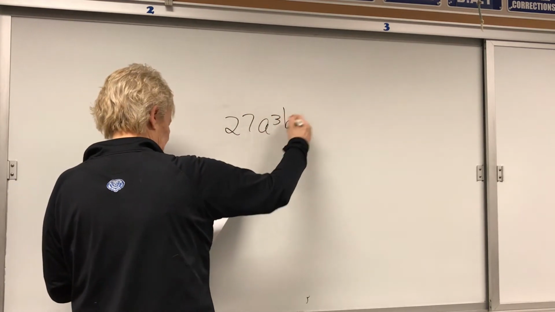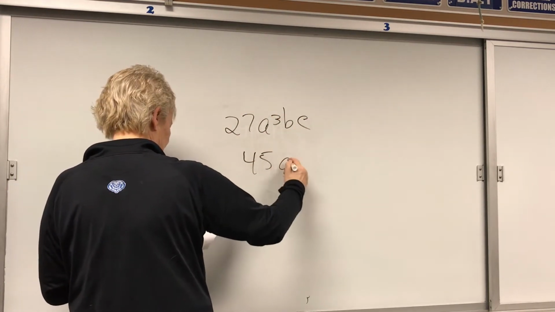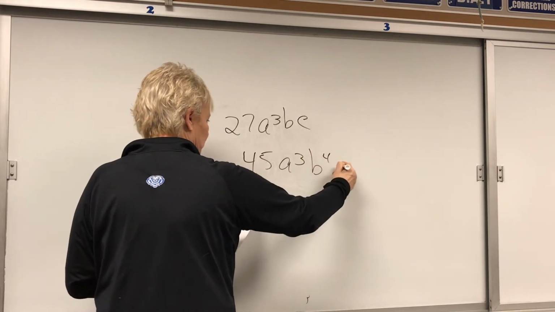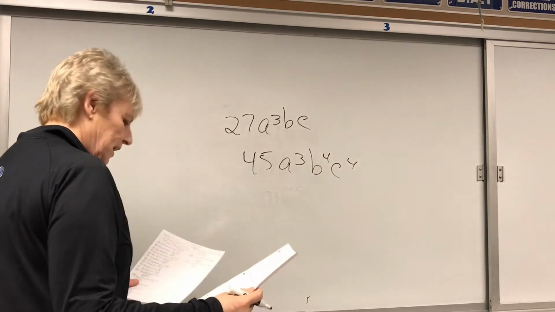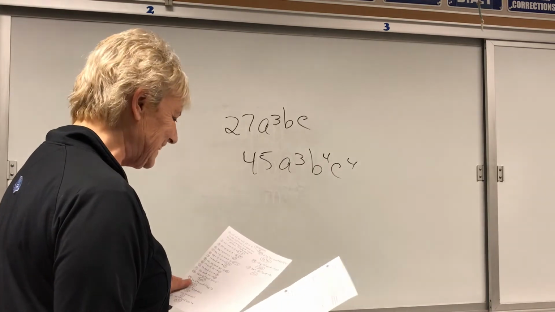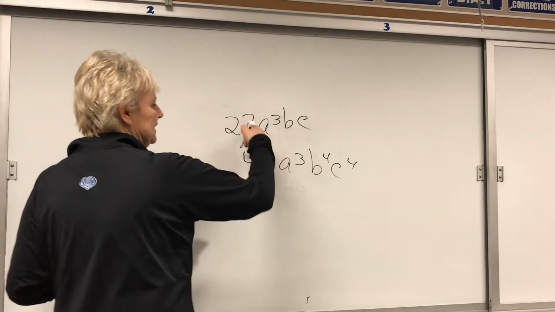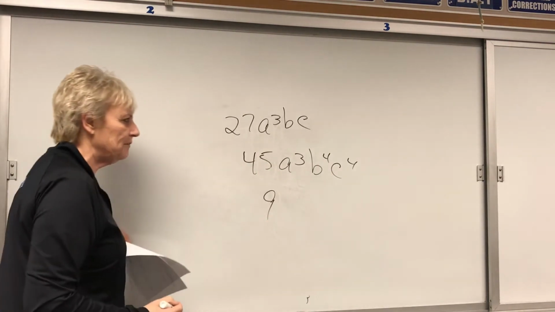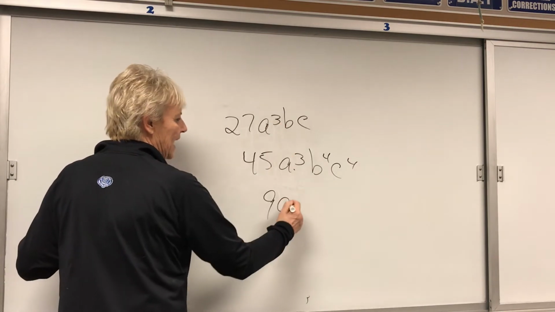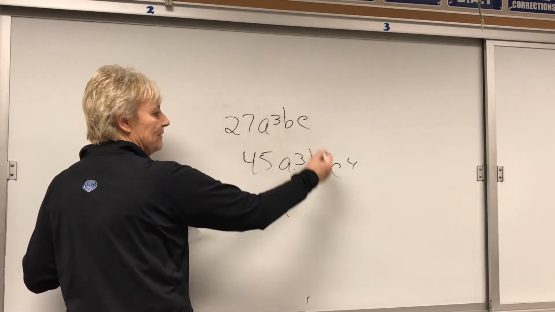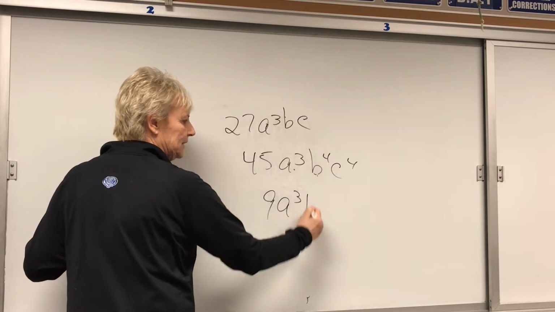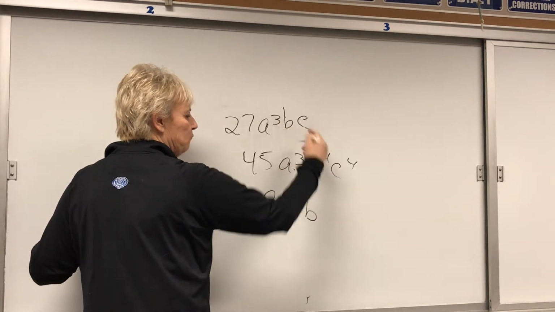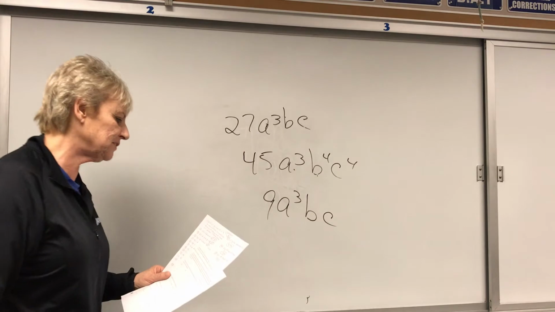27a cubed bc, 45a cubed b to the 4th, c to the 4th. Okay, this is number 17. Now, number 17, 9 goes into both of them. They both have a cubed. They have one b in common. And they both have one c in common. That's the final answer.